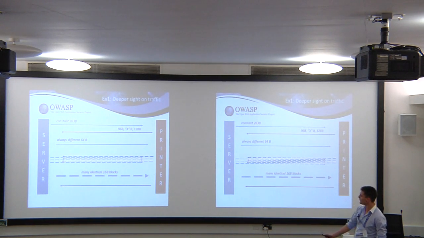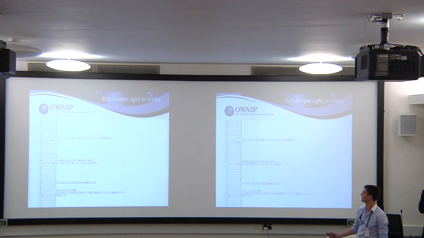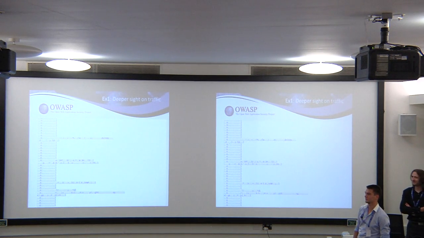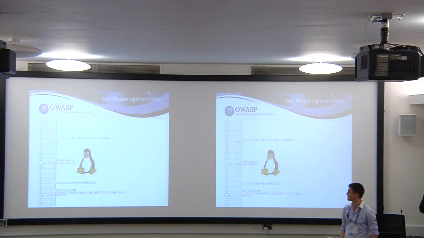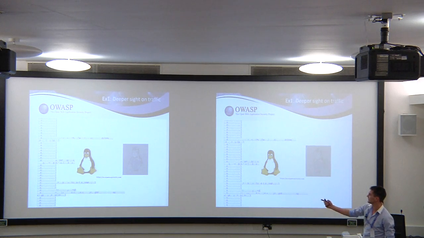Okay, many identical blocks in this huge load of data. What is it? I've got a picture. Maybe you recognize this Linux penguin. This is a bitmap of the Linux penguin. So what happens if you encrypt a bitmap with ECB mode of encryption, electronic codebook? That's it.